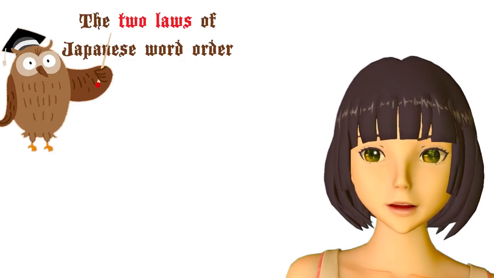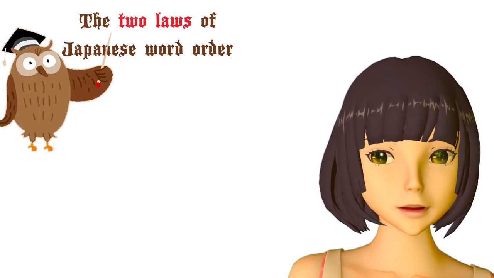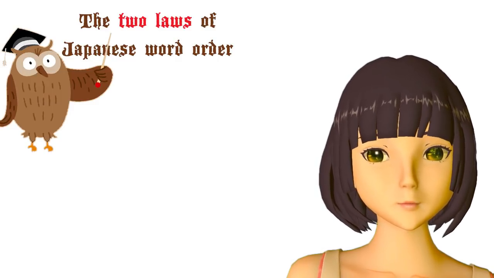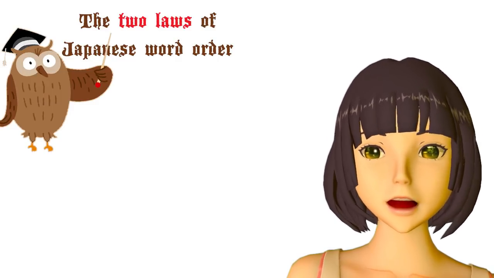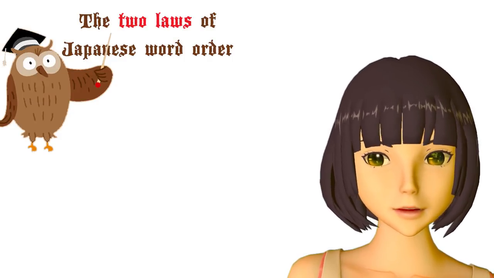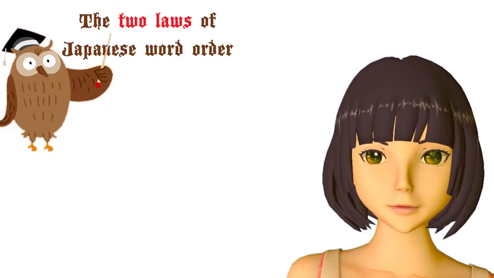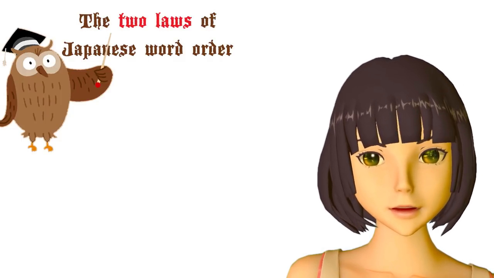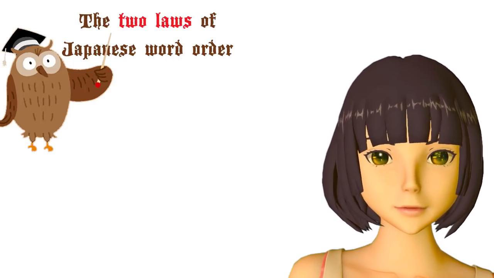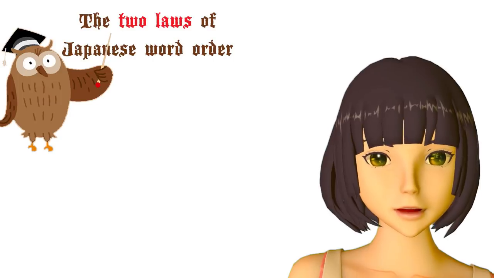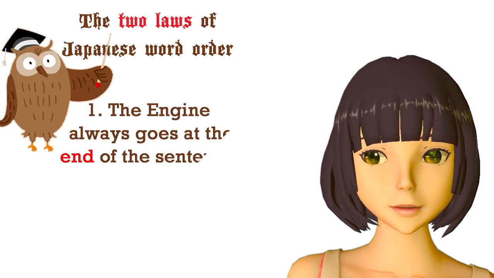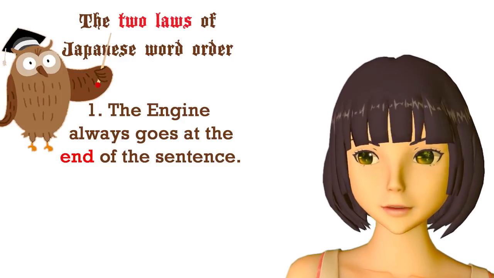So what is Japanese word order and why does it matter so much? Japanese word order goes according to two simple rules. They're both very simple. It's just that they don't work in the same way that European languages work. So if we can throw our European concepts out of the window and start looking at Japanese as Japanese, there's nothing difficult about this. It's very simple and straightforward to understand. So what are the two rules of Japanese word order?